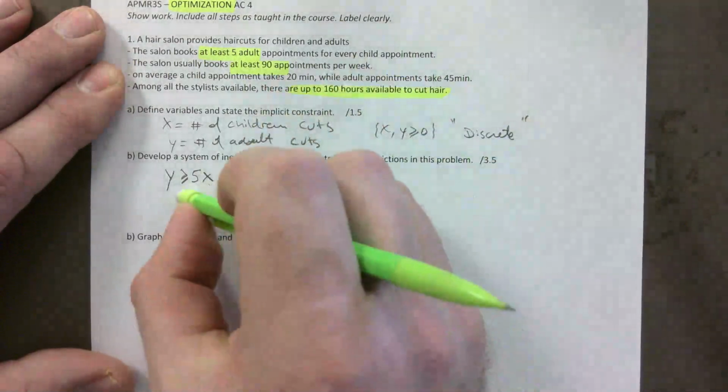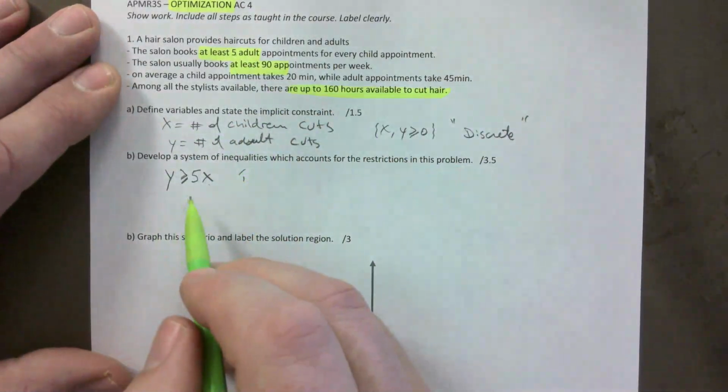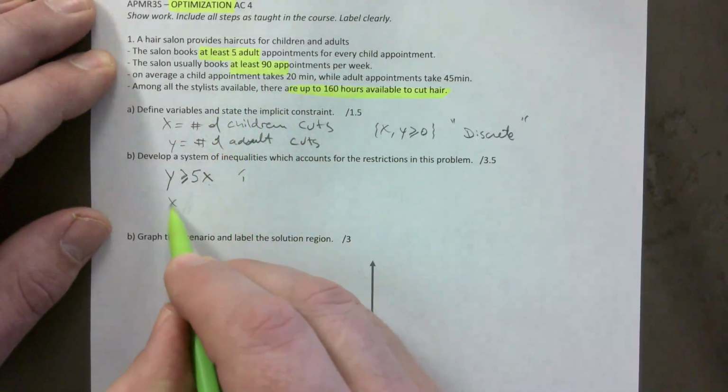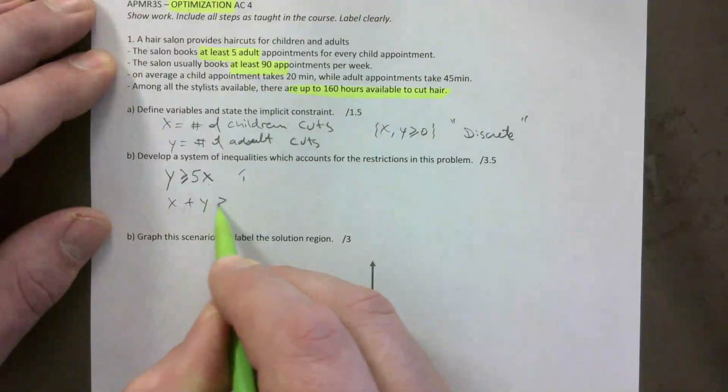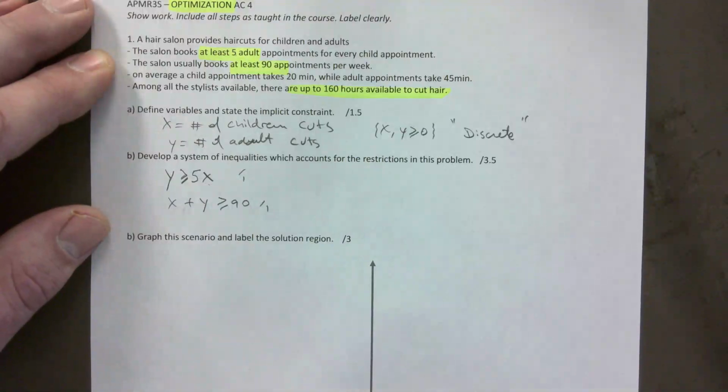You know what? I'm just gonna go like this. So try to be wise with your space. It books 90 appointments per week. So that's where at least 90. That's your next inequality. That one, I feel like you should have been able to get that one.